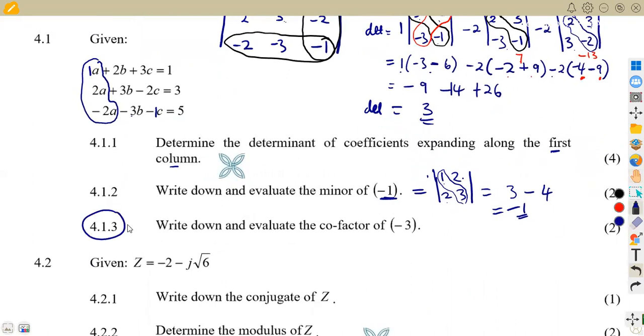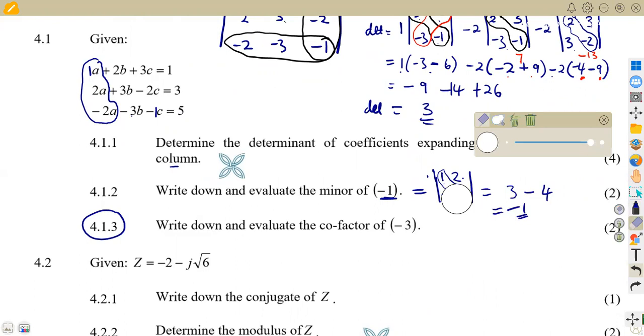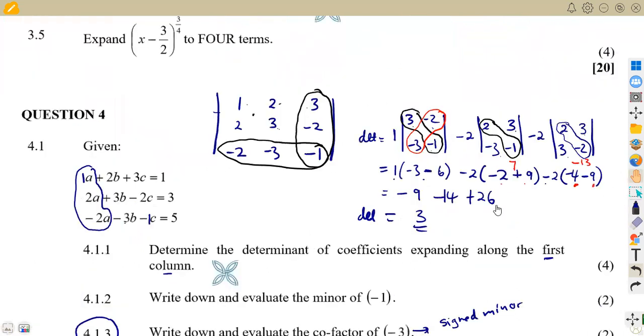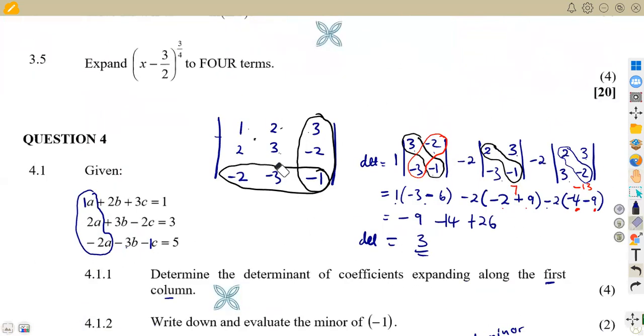4.13: we are now asked to write down and evaluate the cofactor of minus 3. A cofactor is a signed minor. Whenever you are asked to find a cofactor, it's a signed minor. So you calculate the minor, then you multiply it by the corresponding sign. We are referring to minus 3. Let me show you how these signs are going to affect it.